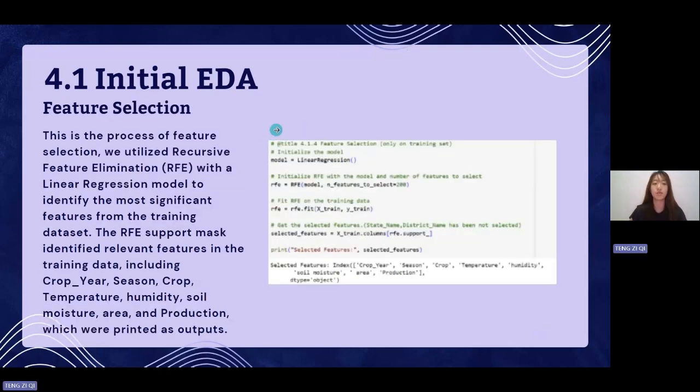The last one is feature selection. This is the process of feature selection. We utilize recursive feature elimination, RFE, with a linear regression model to identify the most significant features from the training dataset. The RFE support identified relevant features in the training data, including crop year, season, crop, temperature, humidity, soil moisture, area, and production, which were printed as outputs.